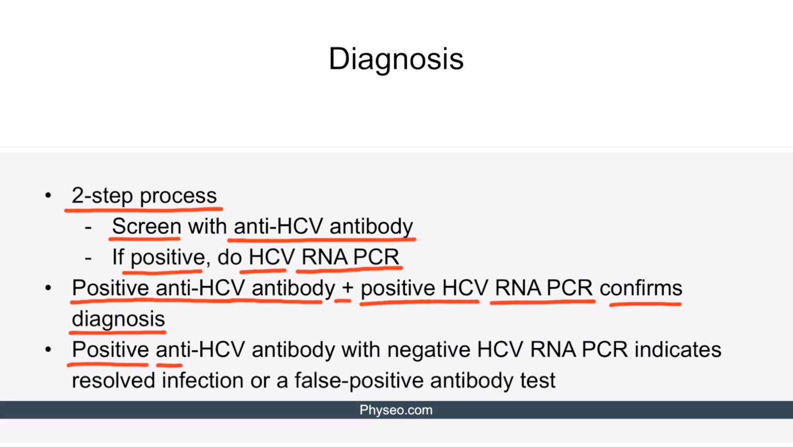On the other hand, if the positive anti-HCV antibody test is followed by a negative HCV RNA PCR, this indicates a resolved infection or a falsely positive antibody test.